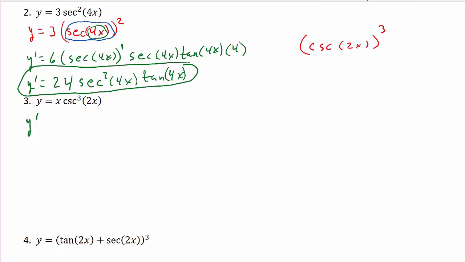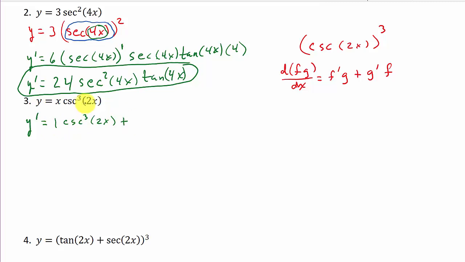Well, remember the derivative of f times g, if we have two functions multiplied together, it's the derivative of the first function times the second function plus the derivative of the second function times the first function. Okay, so we got to apply the product rule here. Alright, so let's go ahead and get started. So the derivative of the first function, so the derivative of x is 1, times the second function, so that's cosecant cubed 2x.